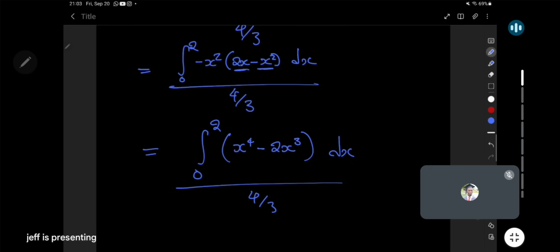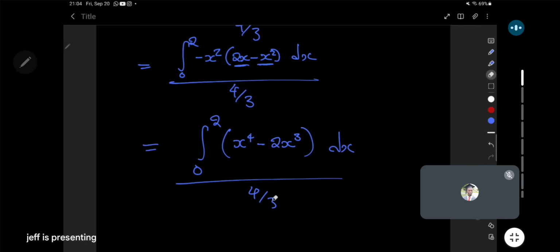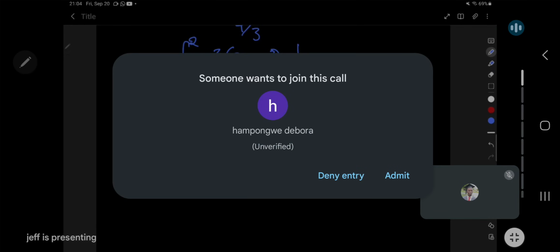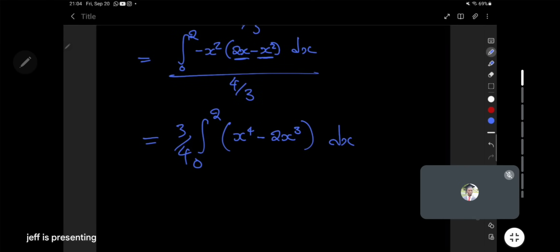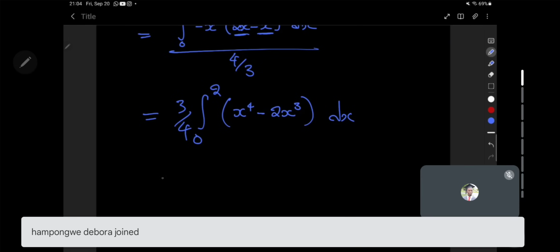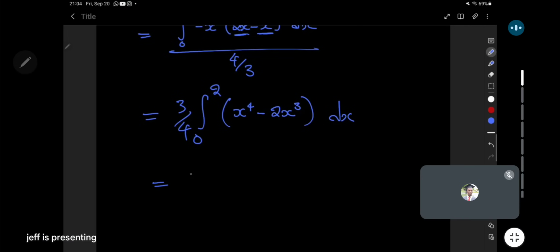Instead of keeping on writing 4 over 3, I'll just take it up. I know when I take it up, that was 4 over 3, it becomes 3 over 4 when I take it up. Okay, so next up, 3 over 4.